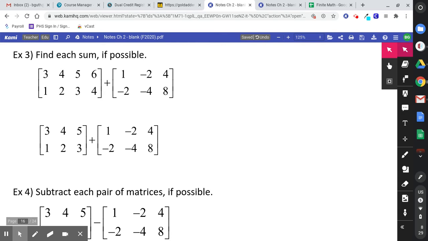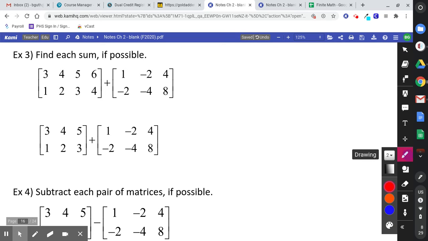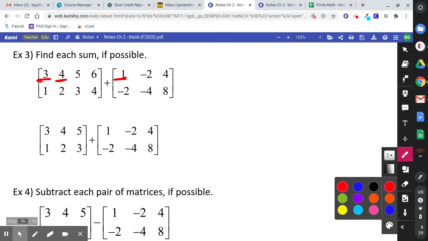Example 3, find each sum if possible. Now you're going to get ahead of yourself and you're going to get rolling because you're like, I know how to do this. This is easy. But you're going to mess this one up if you go too fast. So notice you could say 3 plus 1 is 4 and 4 plus negative 2 is 2 and 5 plus 4 is 9. You could add those parts, but then at some point you're like, oh, wait a minute, what's going to happen with this 6? Because there should be another part there.